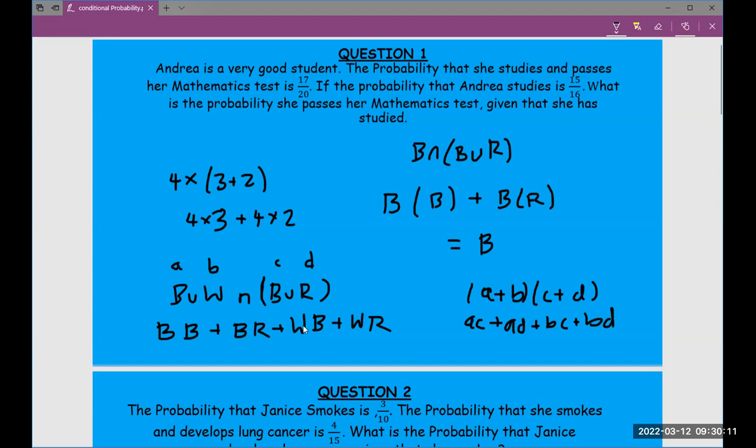Now look how it works out perfectly. Because we know we can't get blue and red, white and blue, or white and red at the same time. So all of that works out to just be blue and blue, and blue and blue is just blue. Good. Yeah.